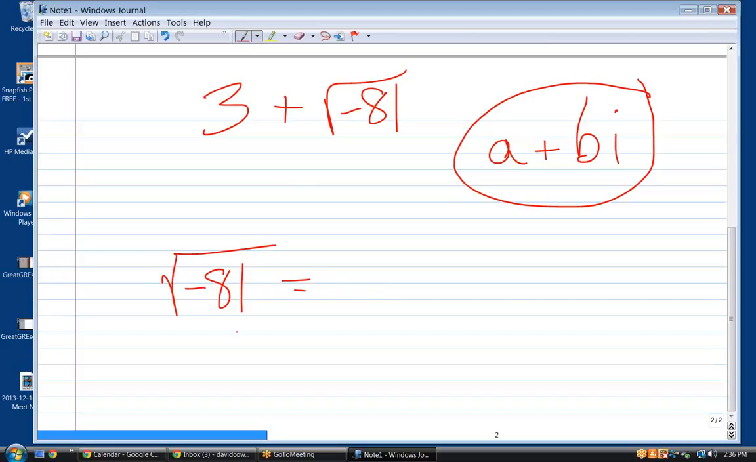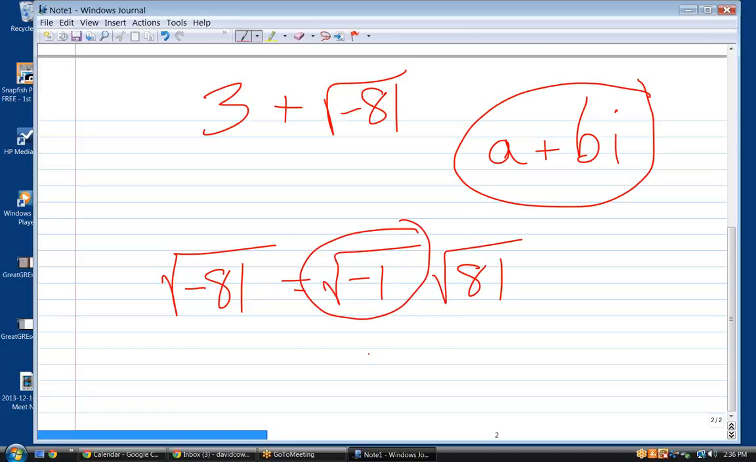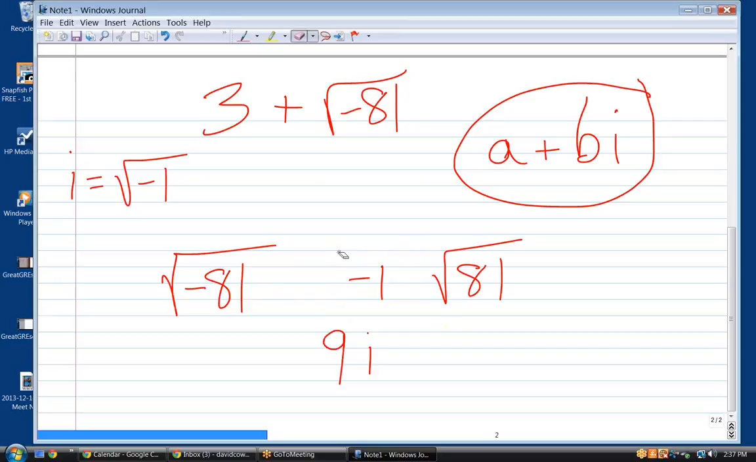The way I like to do these, I know it's an imaginary number because you can't take the square root of negative numbers. So that's the first thing. Let's separate it into -1 times 81. I know what the square root of -1 is. I is equal to the square root of -1. And what's the square root of 81? 9. So the square root of -81 is equal to 9i.